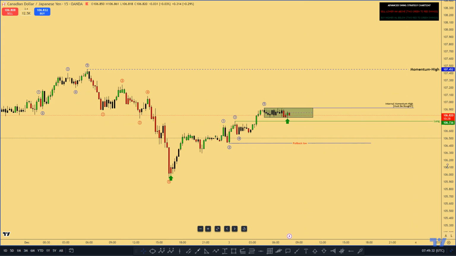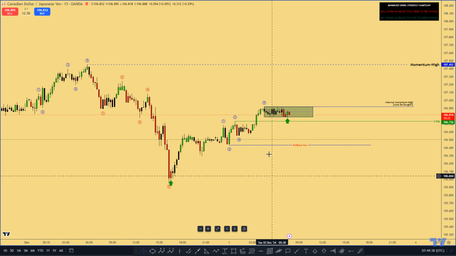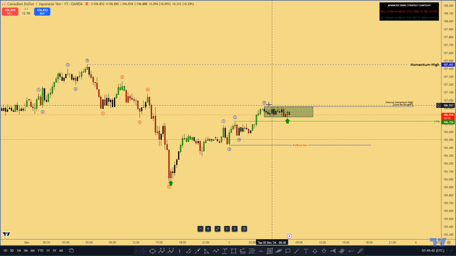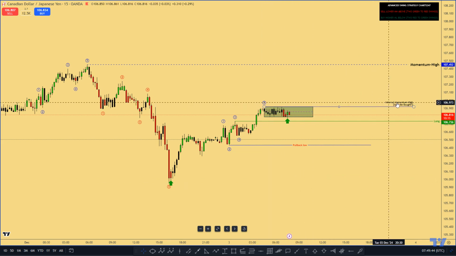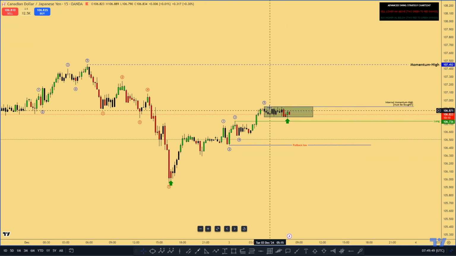So the trading plan for us this morning is to go long above this 5 here. That is a valid buy because that is an internal momentum high, and the rule is momentum high must be bought. We've seen a completed wave structure.